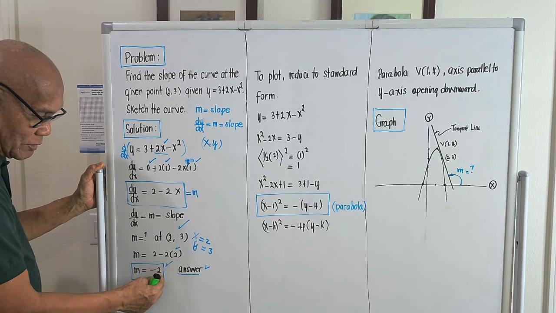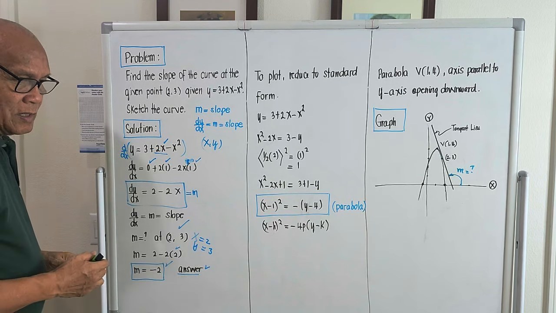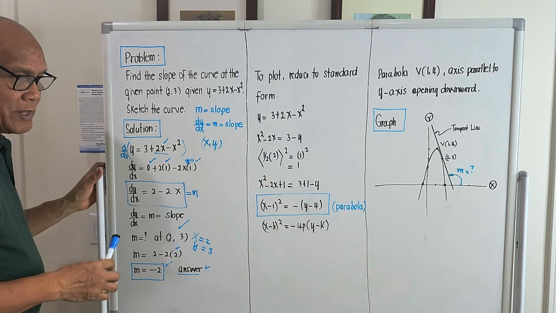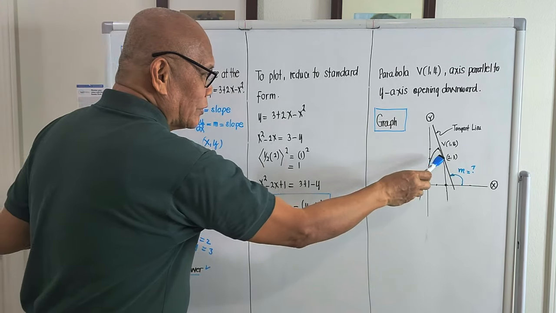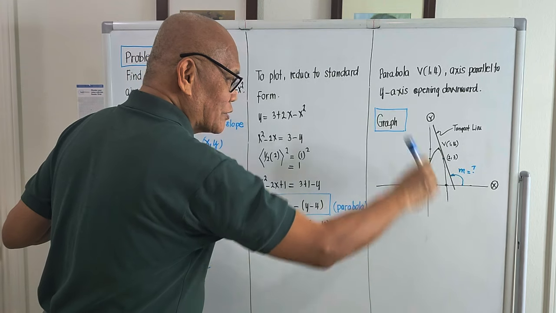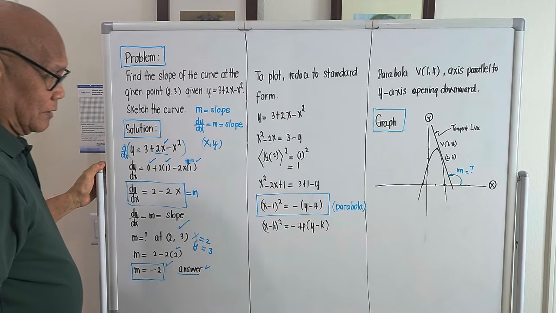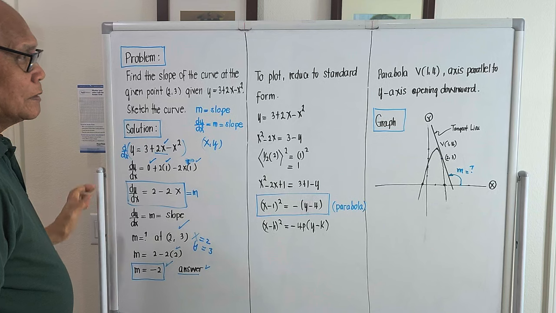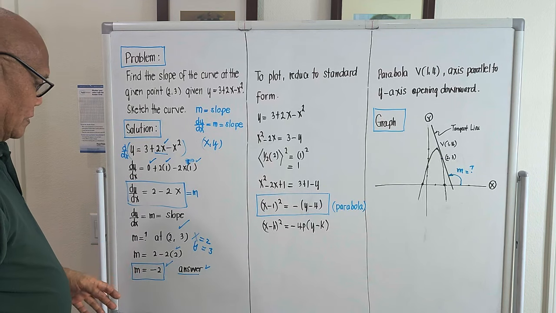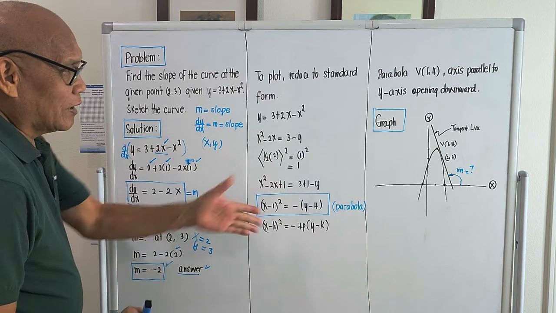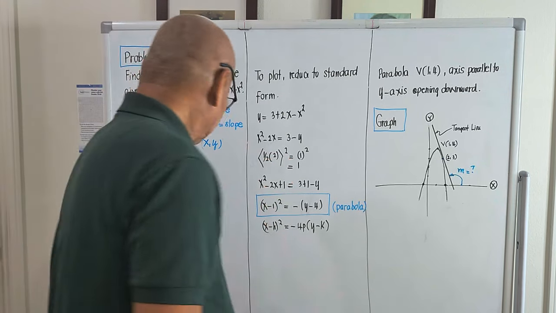The significance of this negative 2 here is that the slope of the tangent line at the given location, point (2, 3), is actually a slope upwards to the left. So I place it here. Oh, did I say upwards to the left? No, I just said upwards to the left.